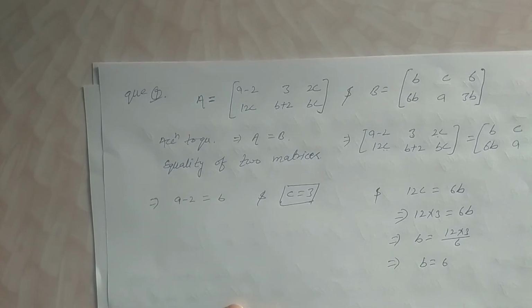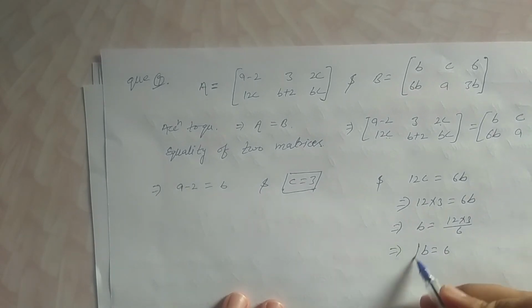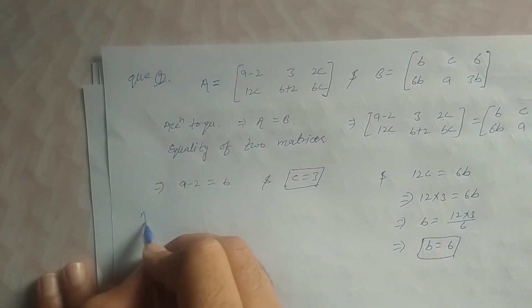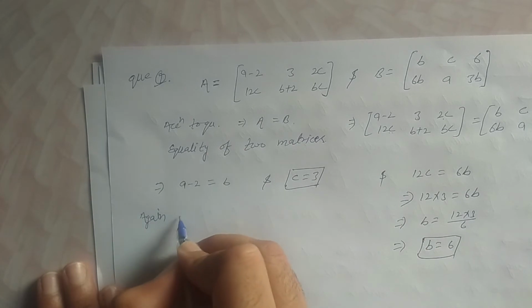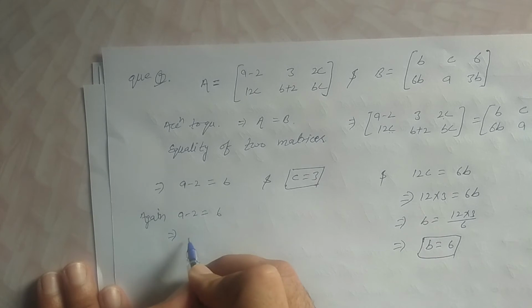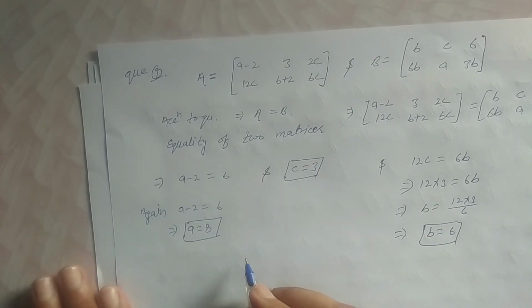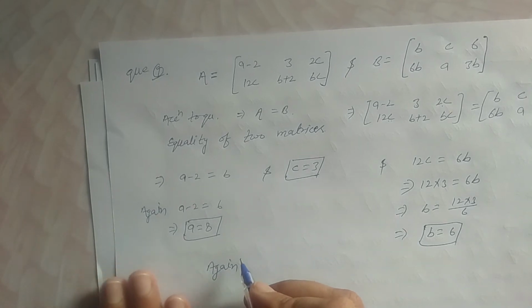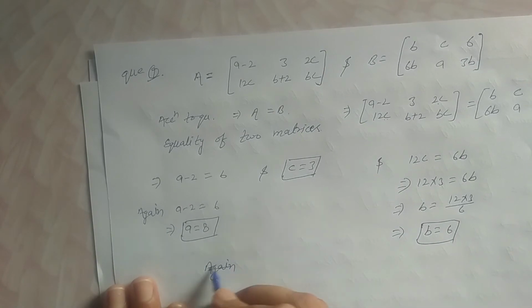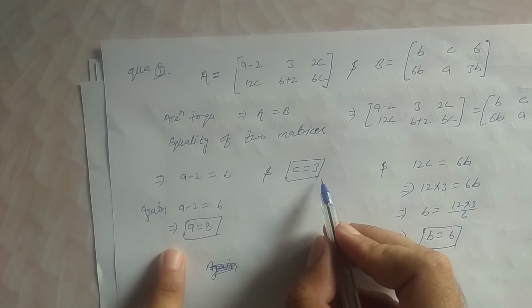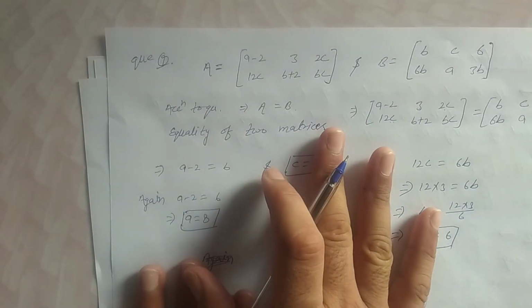Okay. b equal to 6 implies, again, a minus 2 is equal to b equal to 6, which implies a is equal to 8. Again, a, b, c complete: a is equal to 8, b is equal to 6 and c is equal to 3. That is the answer.